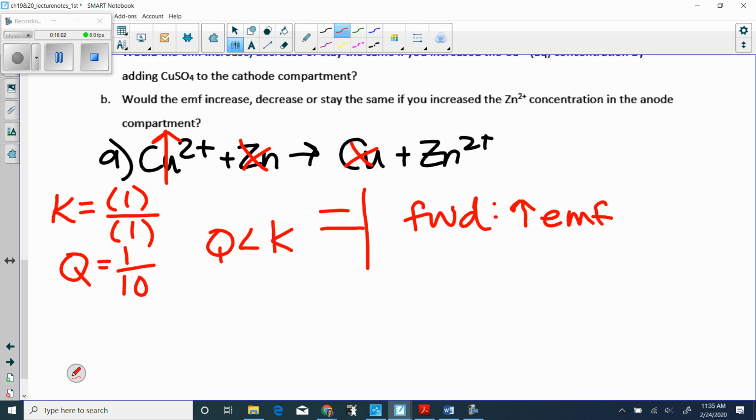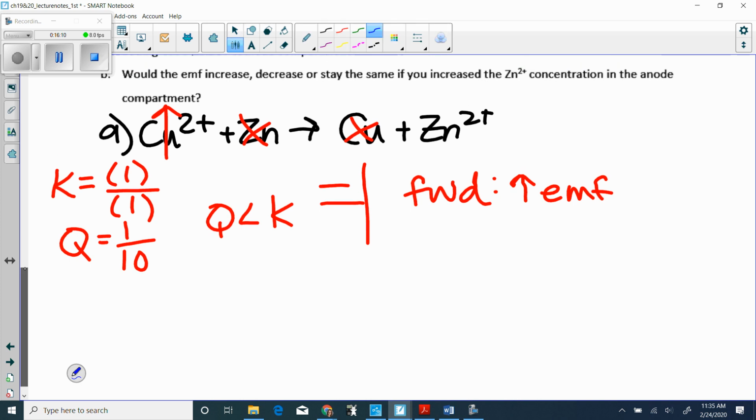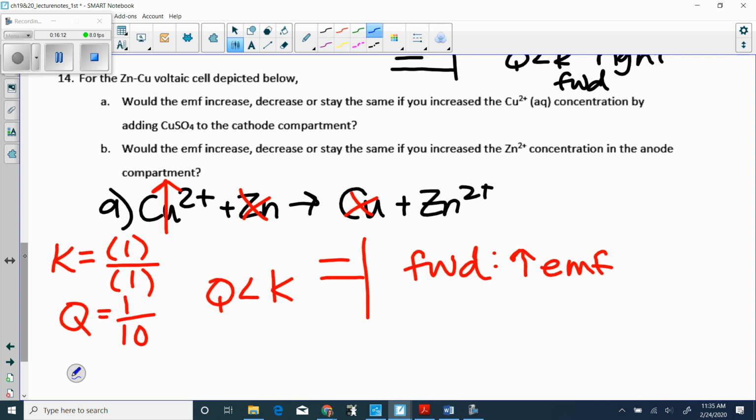Please do B with your battle buddy. Ready, go. Can we just do that? Nope. You have to explain that Q is greater than K, so reverse reaction reduces. Like, you have to say all those 3 points to get your point.